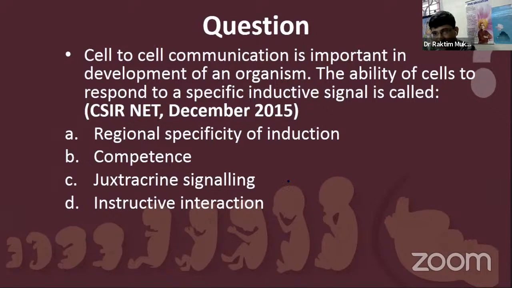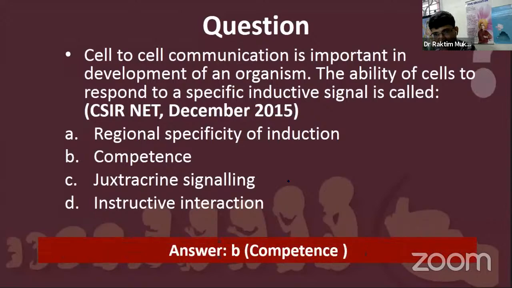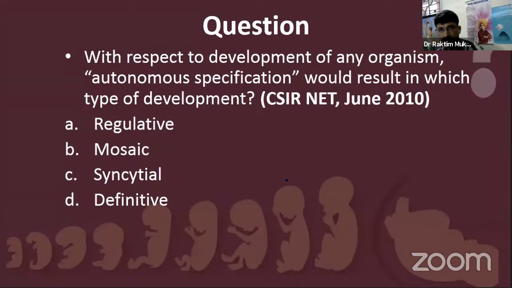I would have been delighted to answer Pinkle's query because I had taken a short brief of, okay, with respect to the development of an organism, autonomous specification would result in what type of development? Regulative development, mosaic development, syncytial development, or definitive development?